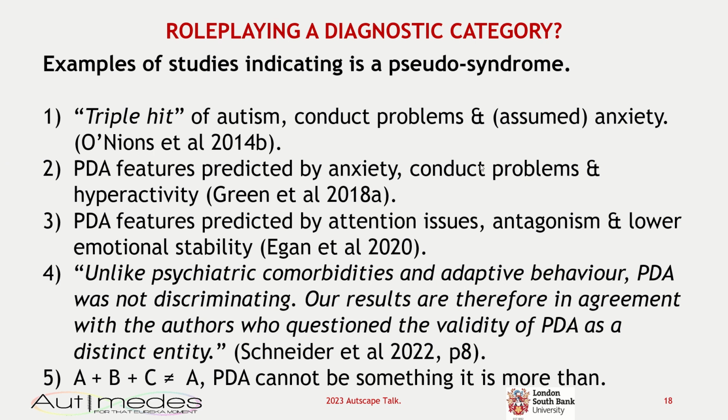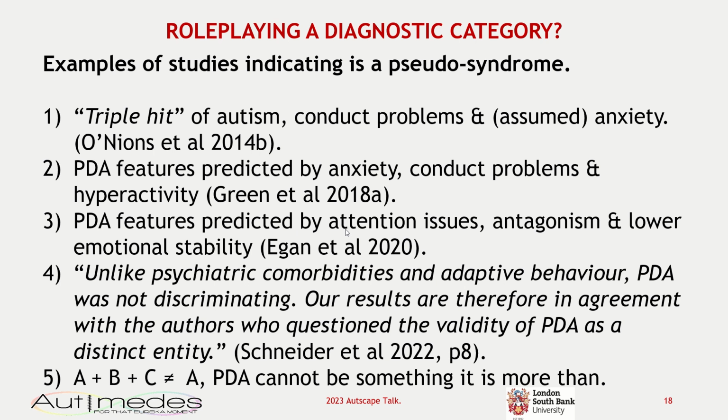Elizabeth Newson in 2014, in one of the first empirical studies, suggested that PDA was a triple hit of autism, conduct problems, and anxiety. It's assumed to be anxiety because the actual subscale that the test used doesn't actually assess anxiety. Also since then, in a Jonathan Green et al. 2018 paper, there was a study based on clinical referrals to a clinic run by Michael Absoud, which suggested that PDA features are predicted by anxiety, conduct problems, and hyperactivity. Another example is with adults, from Egan et al. 2020, which found that PDA features are predicted by attention issues, antagonism, and emotional instability. These were more strongly predicted than autism predicted PDA features.